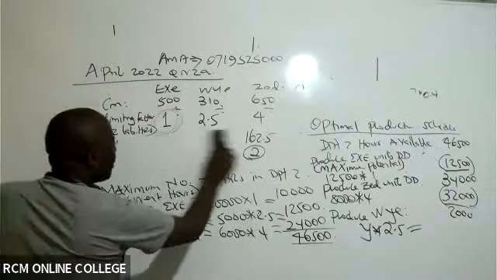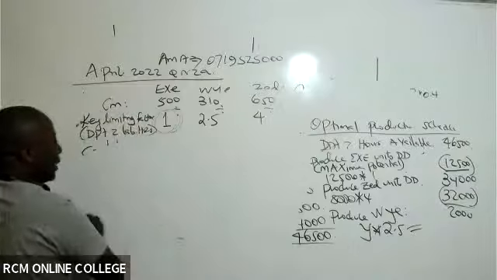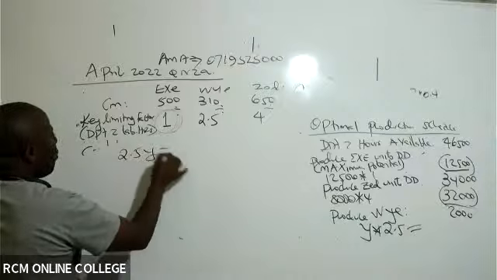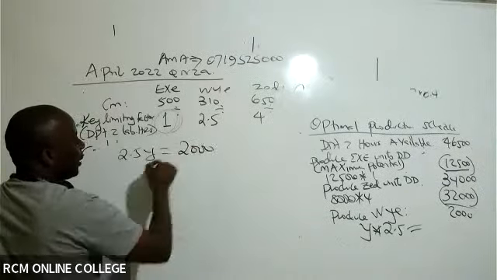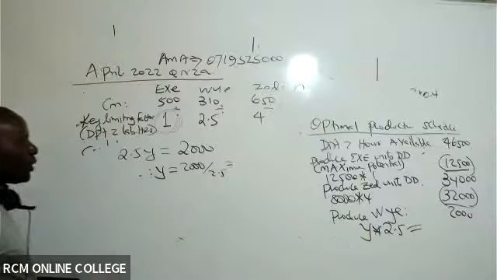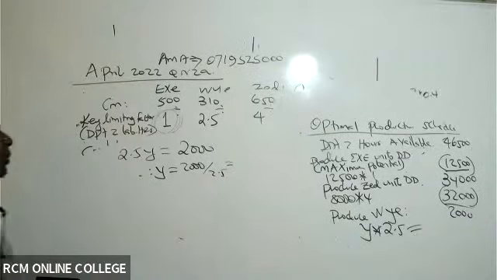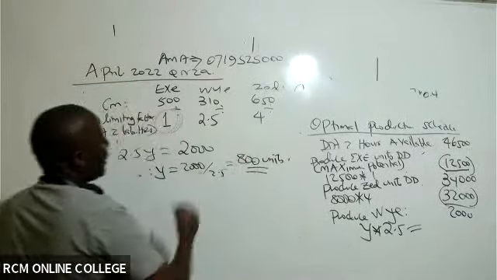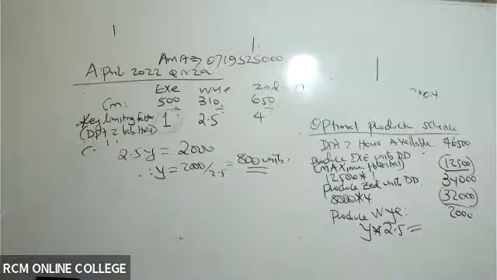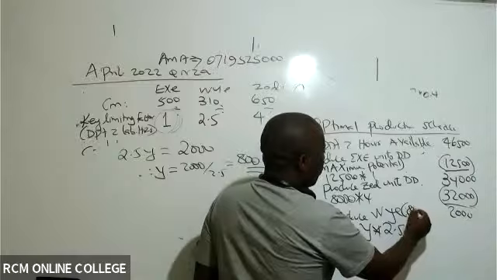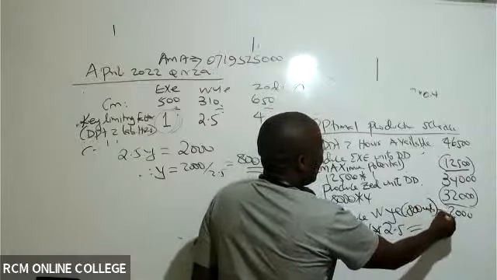All right. So then I'll be able to come, ladies and gentlemen, and say 2.5y equals 2,000. How about y? It will be 2,000 divided by 2.5, which ends up giving me 800 units. So I know in this case that I'm going to produce 800 units of Y.